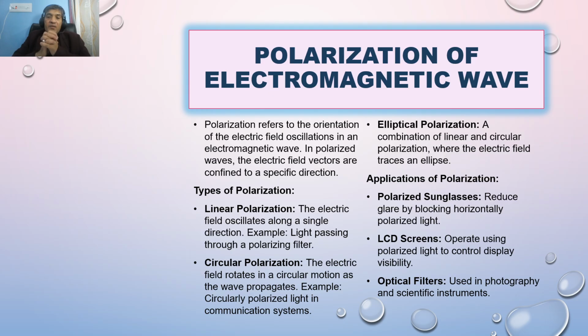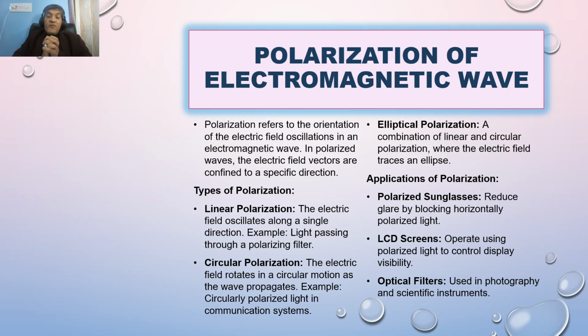In a polarized wave, the electric field vectors are confined to a specific direction. Basically, the meaning of polarization is that when we have a particular direction in which the wave vibrates, this direction is known as the direction of polarization. Here are the types of polarization. Basically, polarization is such a detailed topic that it itself requires a single lecture to explain. But here, I just take some small points so that you may understand what polarization is and what its types are.